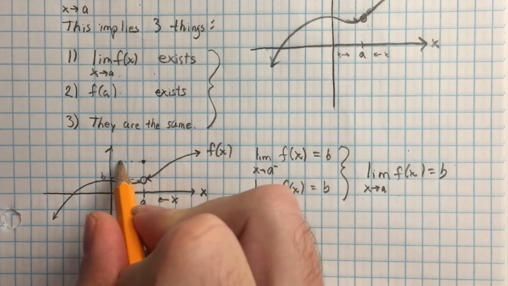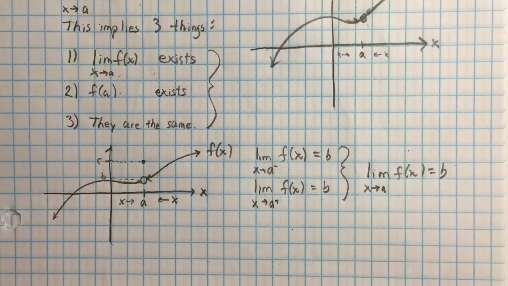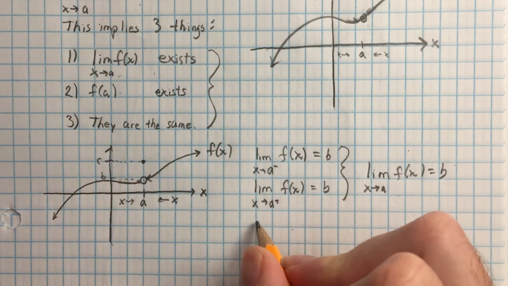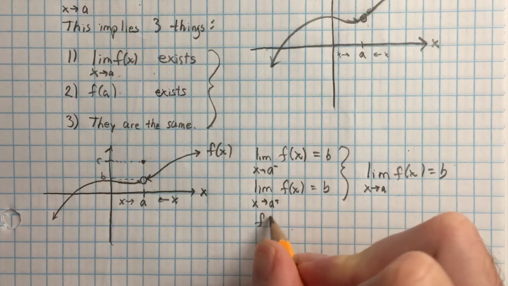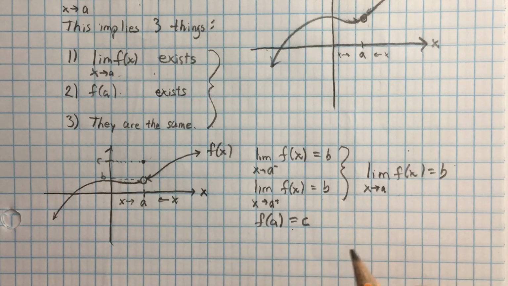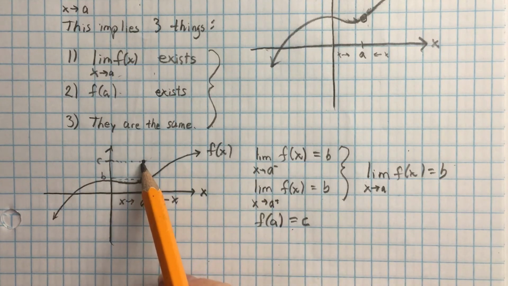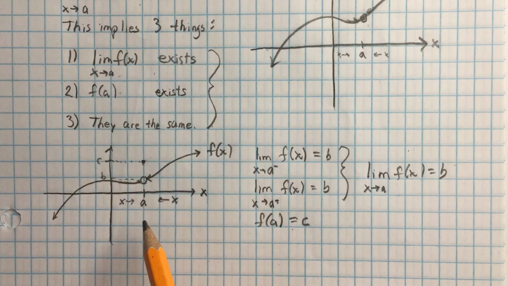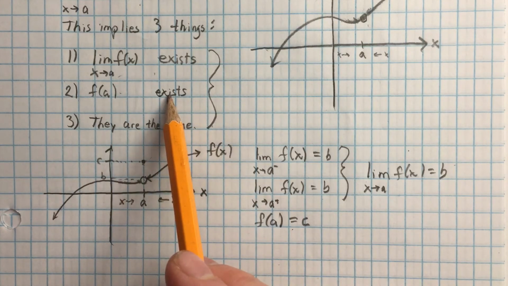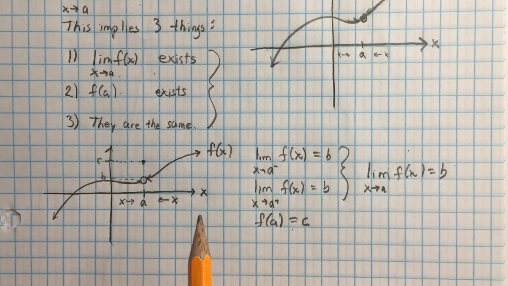Now, if I call this height up here c, for instance, it doesn't really matter what I call it, as long as I don't call it b, because that would not be true, then it's pretty obvious that f of a also exists, and is c. Now, if there were no point here whatsoever, just the hole, and no point above or below, the function was not defined at a, then certainly it cannot be continuous. F of a would not exist at all. A function cannot be continuous where it is not defined. It doesn't really make any sense.